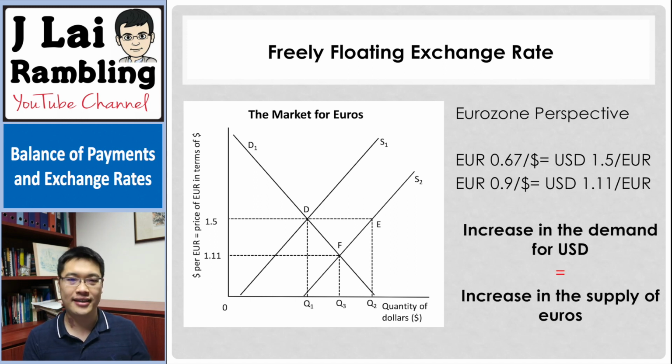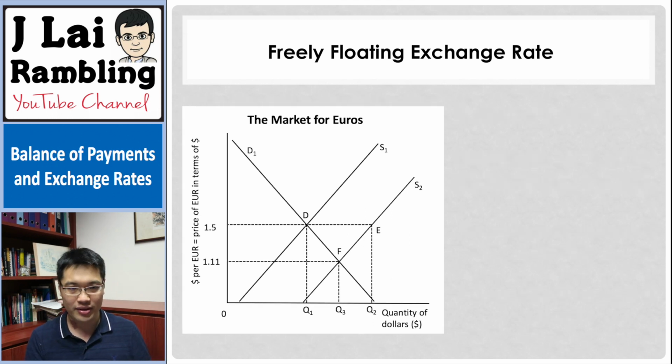The increase in the demand for USD: remember in the previous diagram, you have a rightward shift in the demand curve. When they demand more of the US goods, they need to demand more US dollars, which is equivalent to an increase in the supply of euros. By demanding more USD, they don't want as many euros, and therefore they are selling that off. In this case, you can see that S1 has increased to S2.